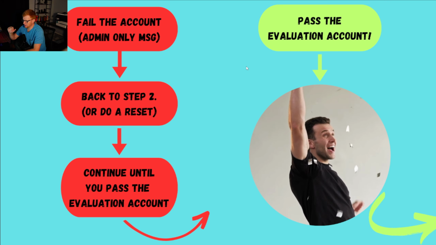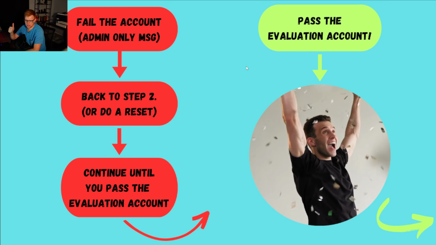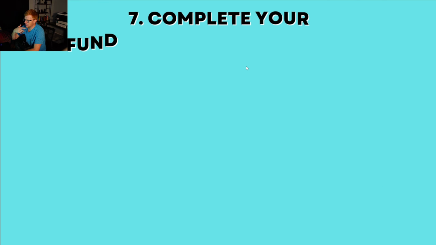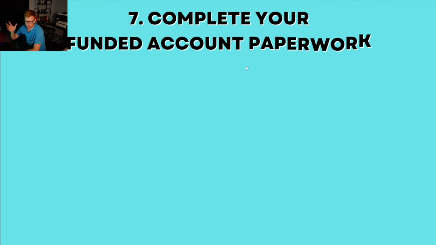Obviously, once you pass it, congratulations. That's awesome. You've officially passed your evaluation account, and now you are funded. Once you pass it, which means you've traded for 7 days and you've reached the profit goal, then that evening, usually between 7 o'clock p.m. and 10 o'clock p.m. Eastern Standard Time, you will receive 2 emails.